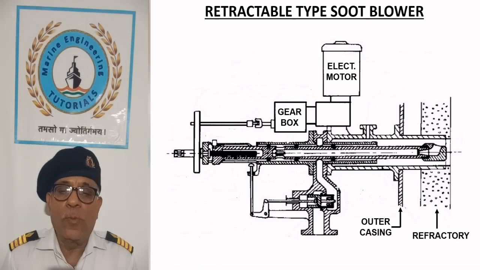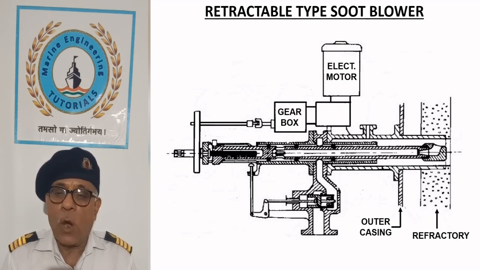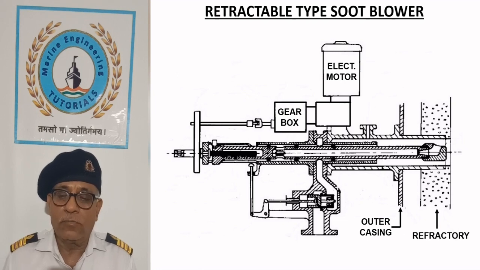Retractable type soot blower. This sketch shows a retractable soot blower mounted on the boiler's outer casing, which is operated by an electric motor through a reduction gear and can be arranged to start and stop automatically. Such a soot blower is suitable for UMS ships. A timer is used to start the soot blower, which stops automatically after the completion of one cycle.